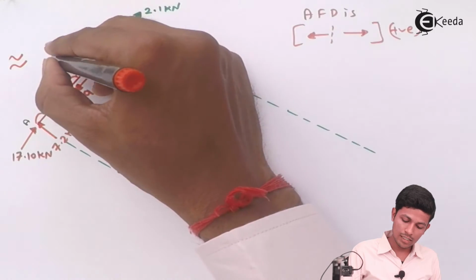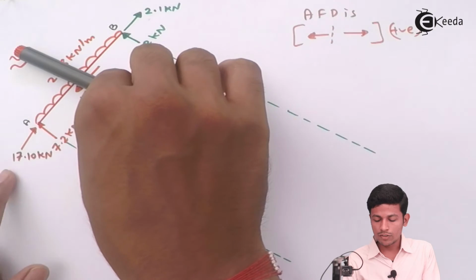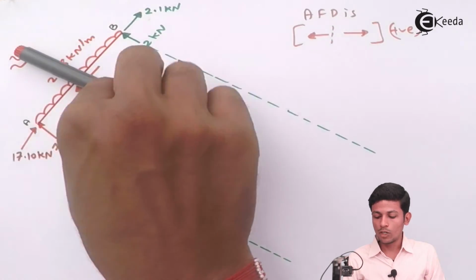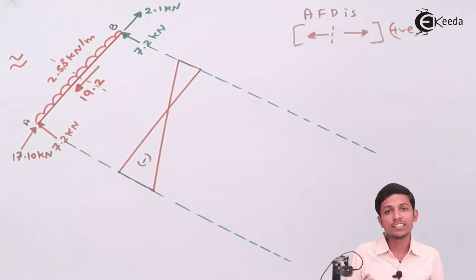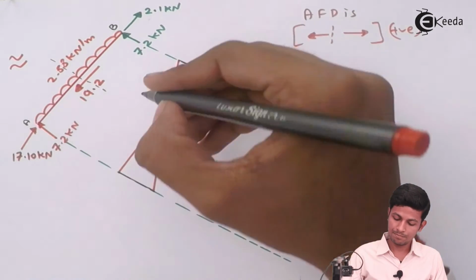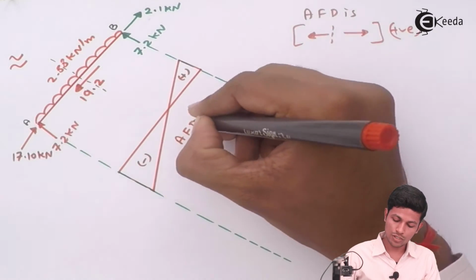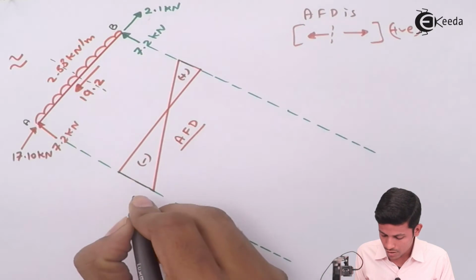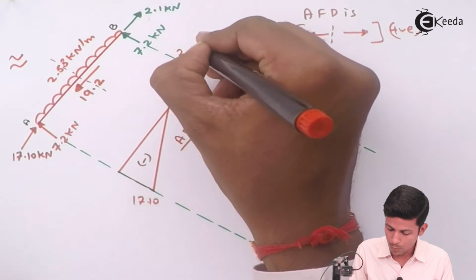Okay, take a section here only. We are taking a section over here, and we are seeing this side. This will come 17.10 minus, and seeing this side, it will come 2.1 kilonewton plus. Okay, minus means you have to draw inside the frame, and plus sign means you have to draw outside the frame. Now this is your AFD part, axial force diagram. Now we're done with the first part. Write the values over here, 17.10, and this value will be 2.1.